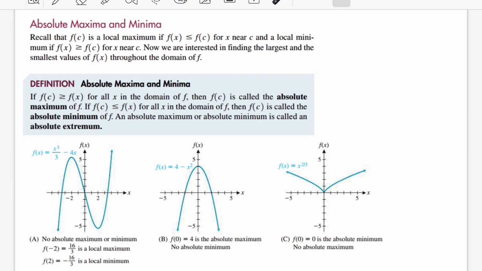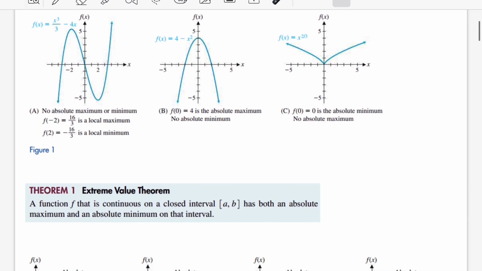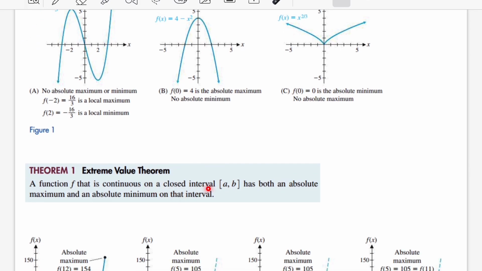All right, so this brings us to the extreme value theorem. A function that is continuous on a closed interval has both an absolute maximum and an absolute minimum on that given interval. So this will happen when we have some restriction on our domain to some closed interval.